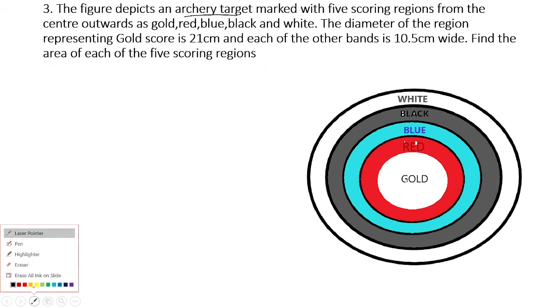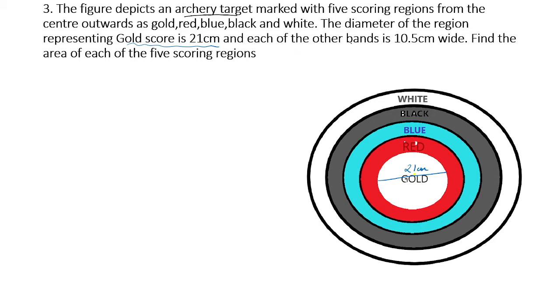Now let's look. I'll take a different color. So the diameter of the gold score is given as 21 centimeter. So the diameter from here to gold is 21 centimeter, and each of the other bands is 10.5 centimeters. So as you go here, there's an increase of 10.5. As you go here, this is also an increase of 10.5. From here to here, an increase of 10.5. From here to here, increase of 10.5. Okay, clear up to this much?